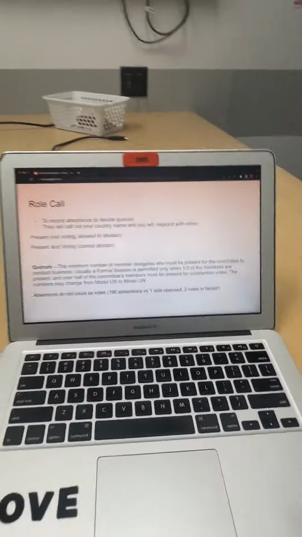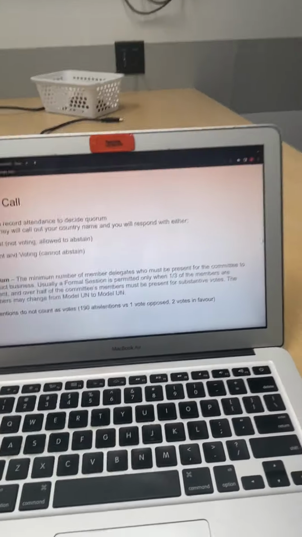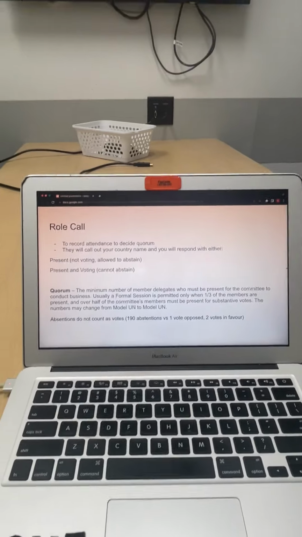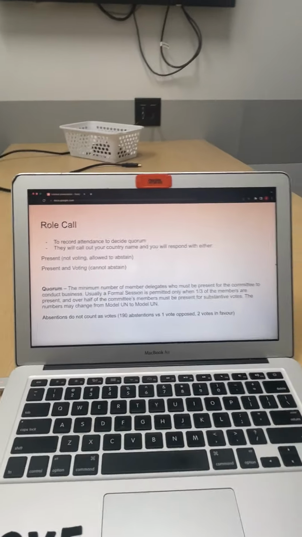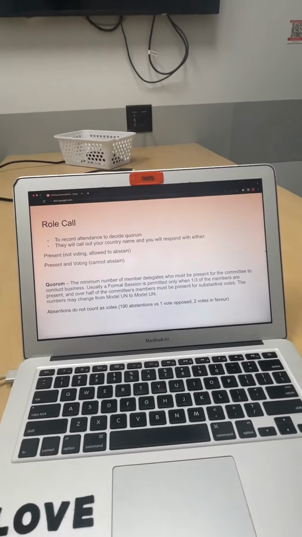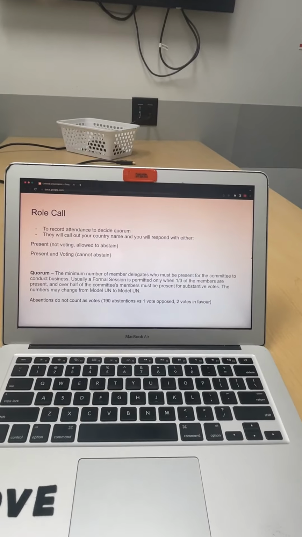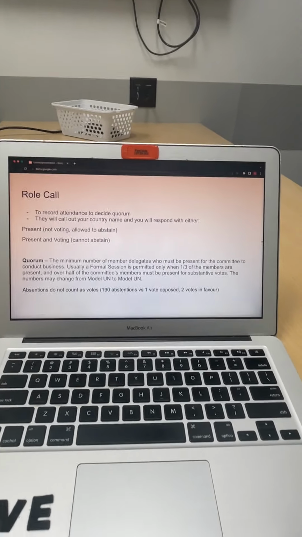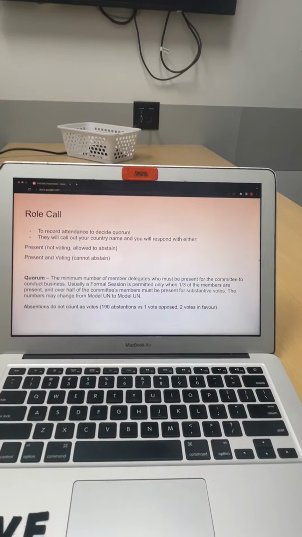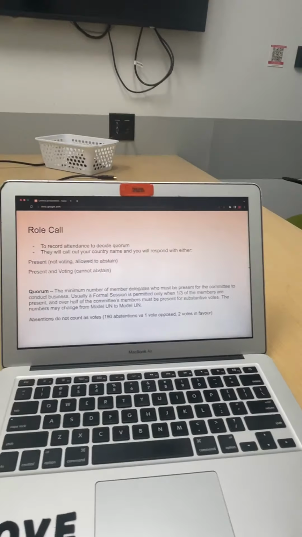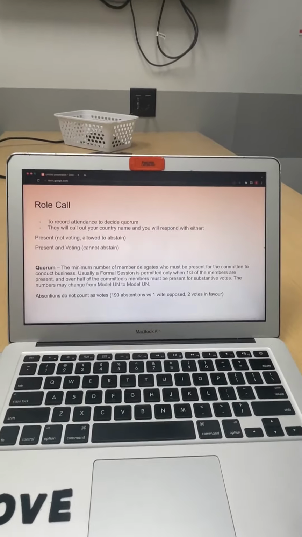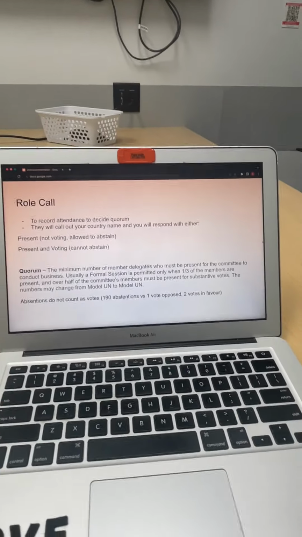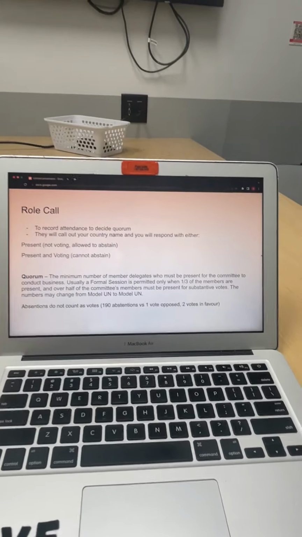Roll calls. This happens at the beginning of debates, the beginning of the committee session, just to make sure that everyone's there. You have to record attendance, and you have to make sure there's quorum. Quorum is the minimum number of delegates that need to be present so that you can actually have the committee running. Because if you don't have enough committee members, then you cannot do voting properly, and then it'll be biased.